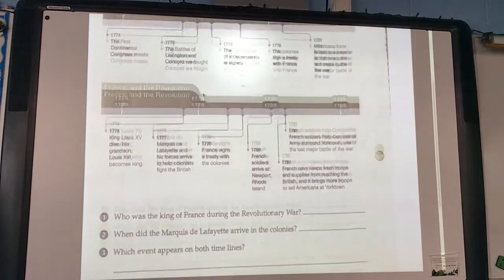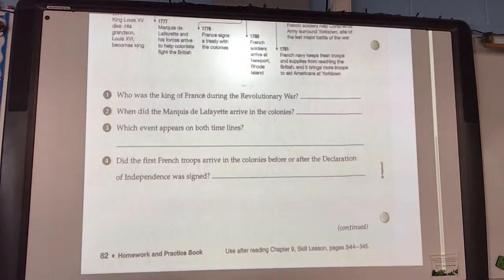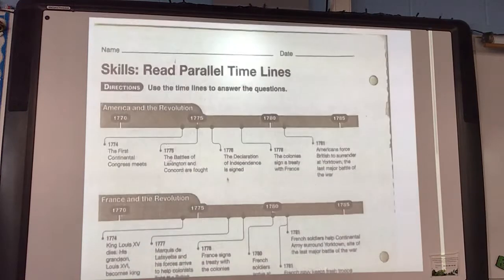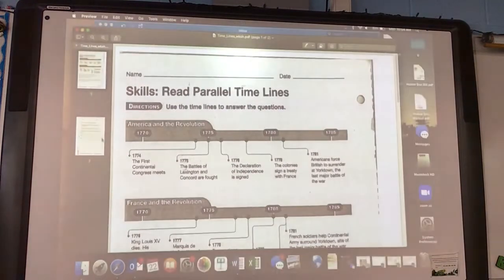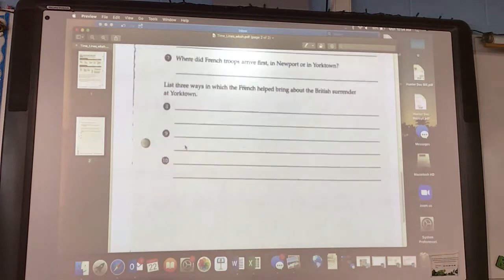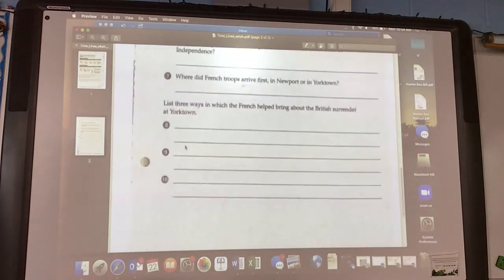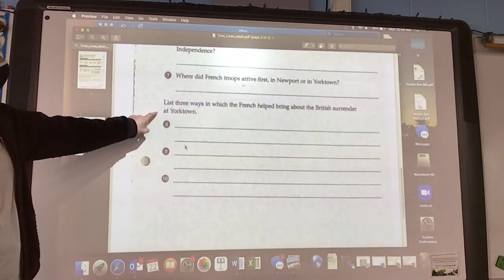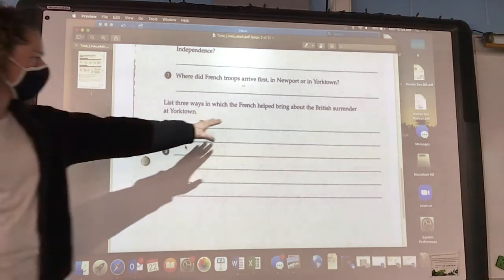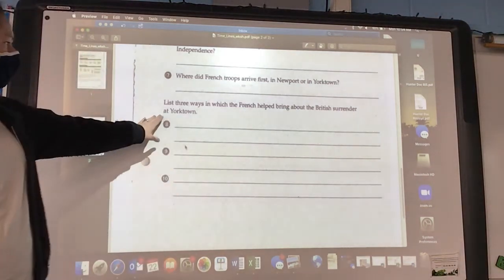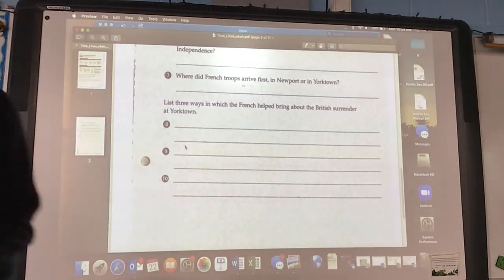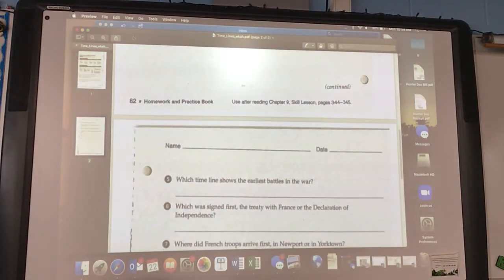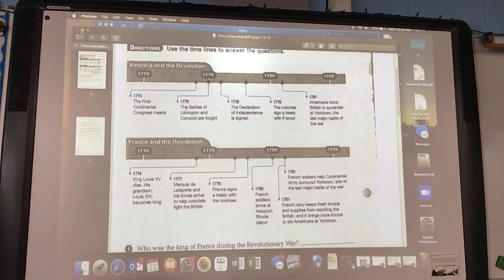So there are 2 pages with this. There's the first 4 questions. And then there is this second page, which has the 10 questions. Here it's asking for 3 events in which the French helped the British surrender at Yorktown. So 3 separate things for that one, okay? So that's the timeline. That is your worksheet for today.